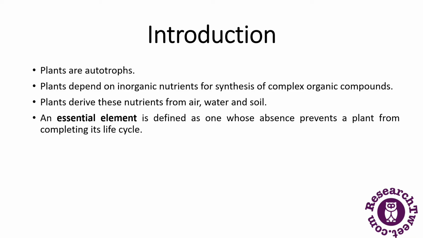The introduction. Plants are autotrophs, which means that they make their own food. Plants depend on inorganic nutrients for the synthesis of complex organic compounds. They derive these nutrients from the air, water and soil. They undergo the process of photosynthesis and derive these nutrients from the air, from the water and from the soil. First we will describe a term, essential elements.